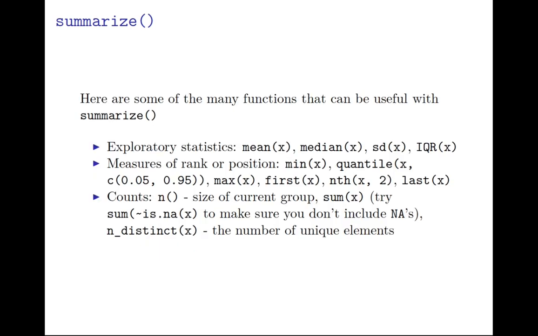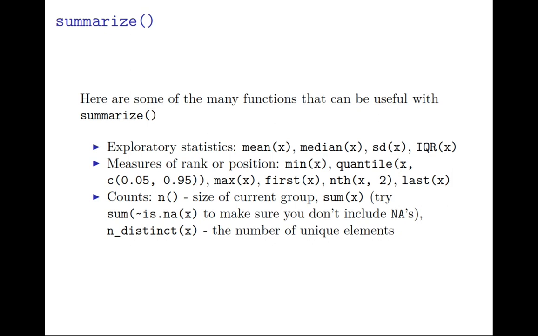And here I'm listing some really useful functions that you may use quite a bit in summarize. Again, there are lots, so look them up, but here are some that I thought might be super useful for you just to have written down. You can have some exploratory statistics like your mean, your median, standard deviation, or interquartile range. You can also get measures of your rank position, so the minimum. You can look up your quantiles, and I use this one quite a bit. Here you take your data frame and then look at whatever set of quantiles you want. Here I want to look at the 0.05 and 0.95 quantiles, but you could look at anything, 50%, 25%, etc. You can look at your max.